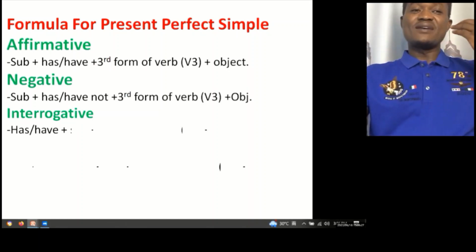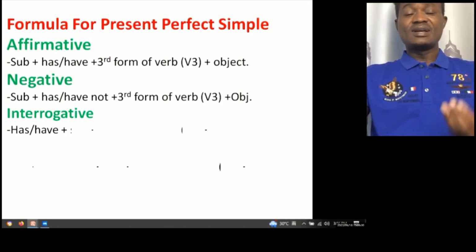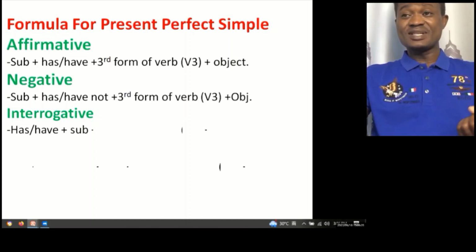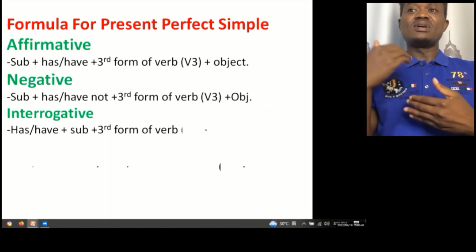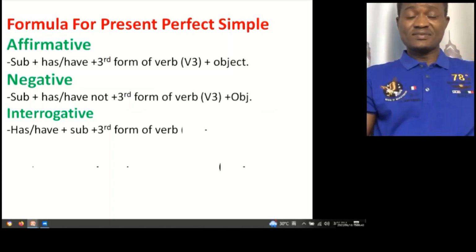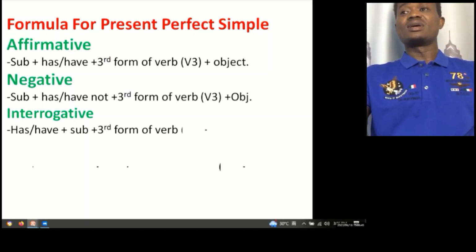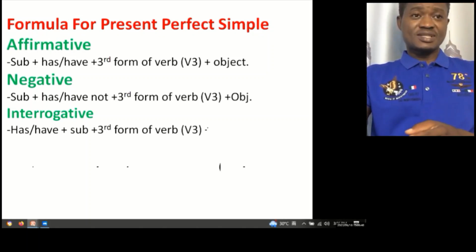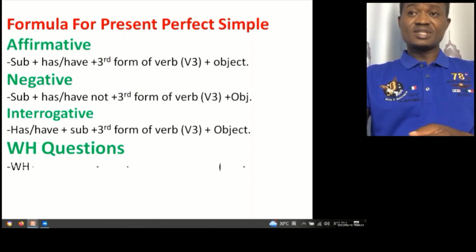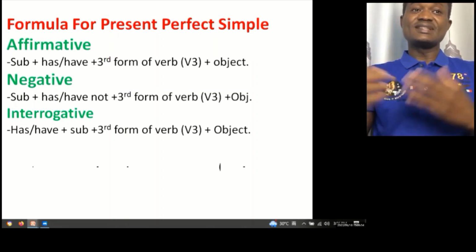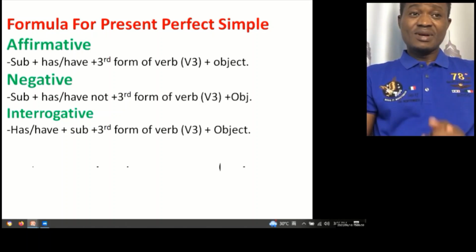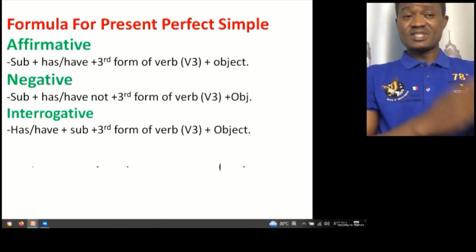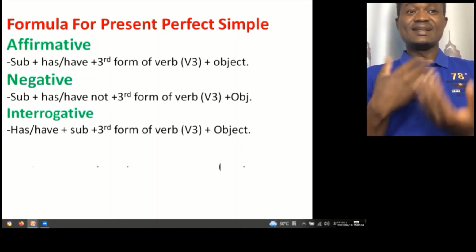So we have has or have, plus the subject, plus the third form of the verb, that is the V3 verb, the past participle, plus object. This is the formula for the interrogative form, the yes and no question. When we are asking an interrogative sentence, we use the auxiliary verb has or have in front of the subject.